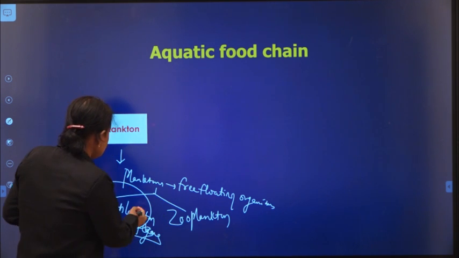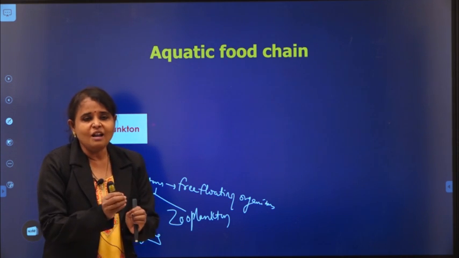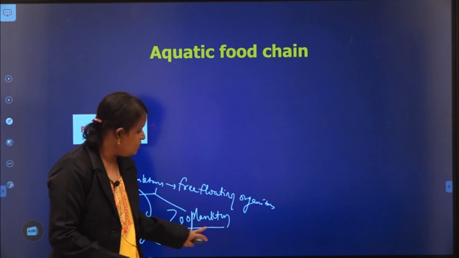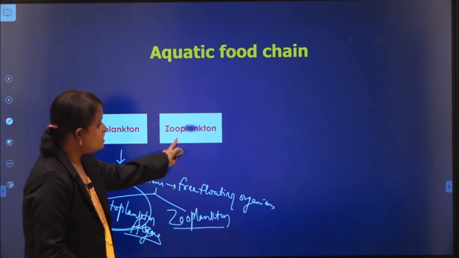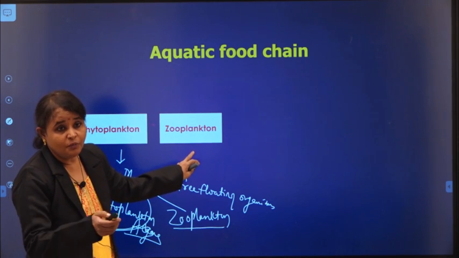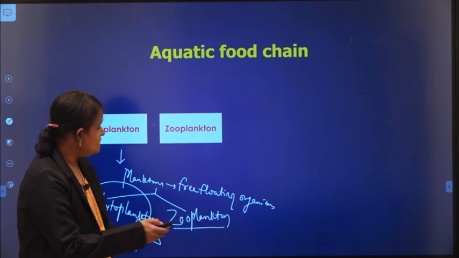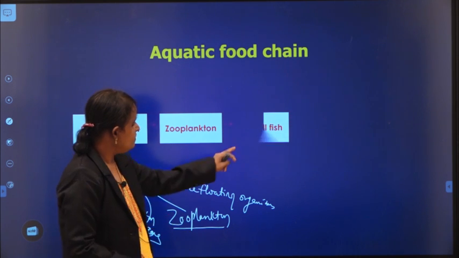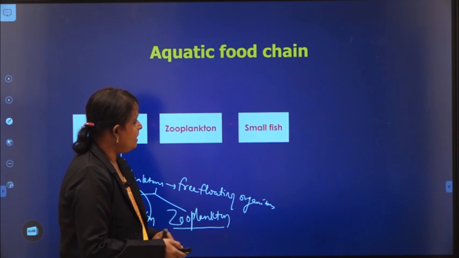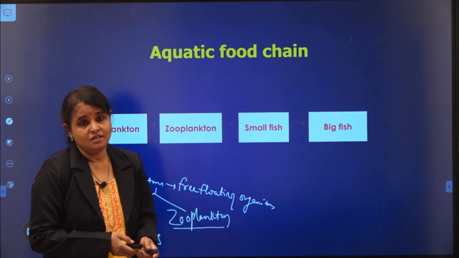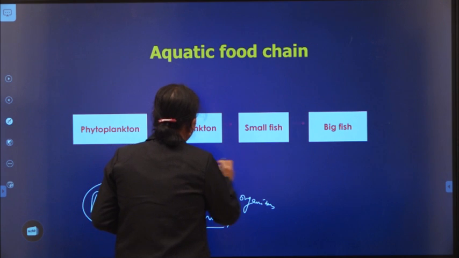Now the energy transfers from phytoplankton here. In the water, some small minute floating organisms are present, which are known as zooplanktons. The energy always transfers from the phytoplanktons to zooplankton. Zooplankton means small minute organisms in the water. These minute organisms are eaten by small fish. This small fish is again eaten by big fish. This is an example of an aquatic food chain in water.